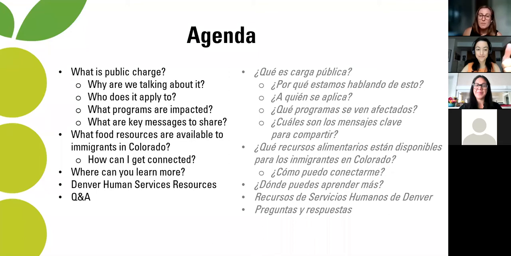We will also be looking at the resources that are available to the immigrant community in Colorado, including SNAP, and how to connect with these programs. Then we will also be hearing from Victoria with Human Resources through Denver about some of the resources that are available through the counties. And finally, we will also have a section for Q&A.